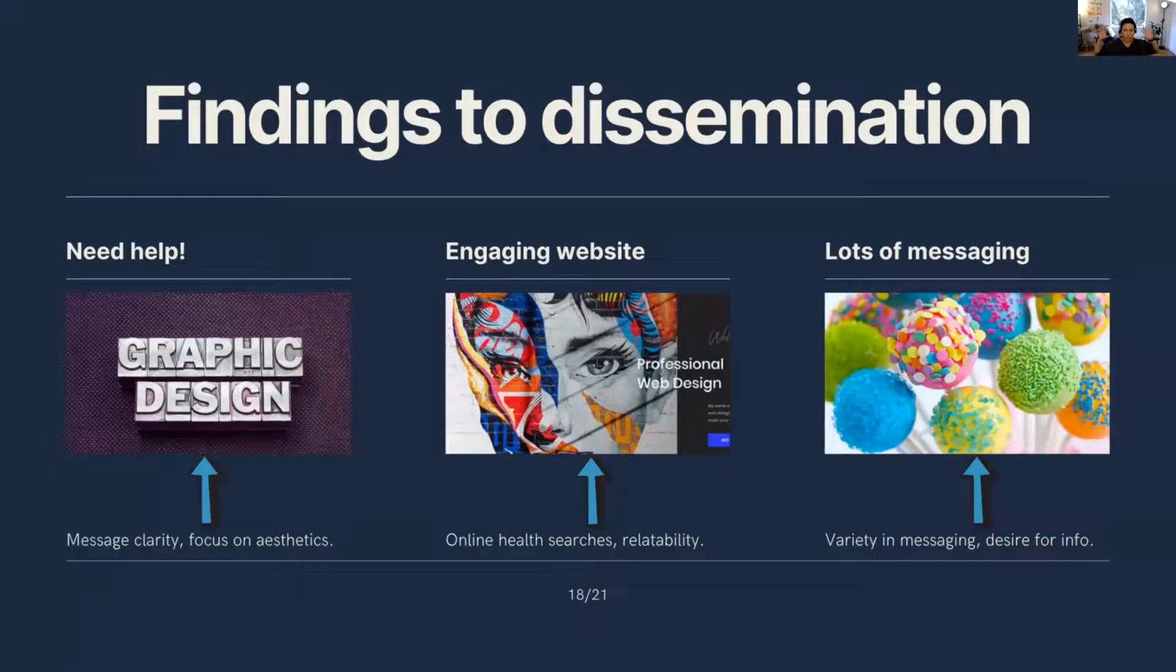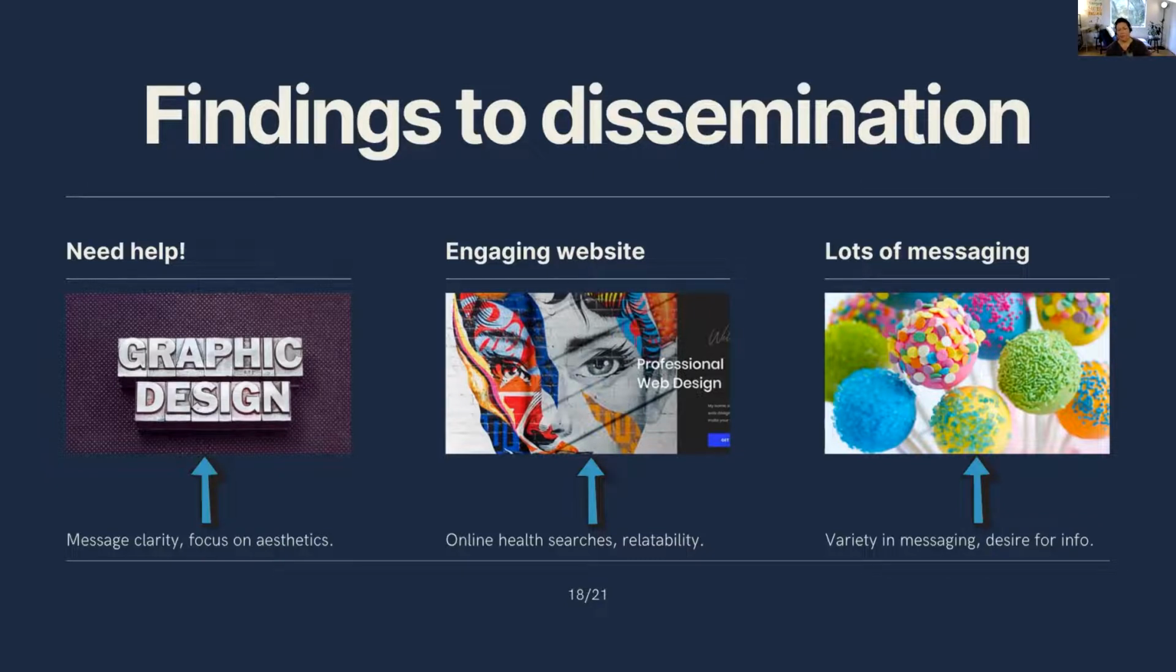So thinking about all of that together and how that influenced our plan for dissemination, we realized pretty early on that we needed help. The focus on messages being really clear, direct, concise, and looking really good meant that we needed professional graphic designers and health communicators. And we simply did not have that expertise.